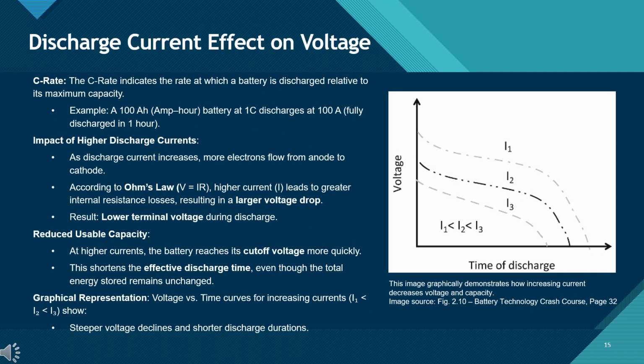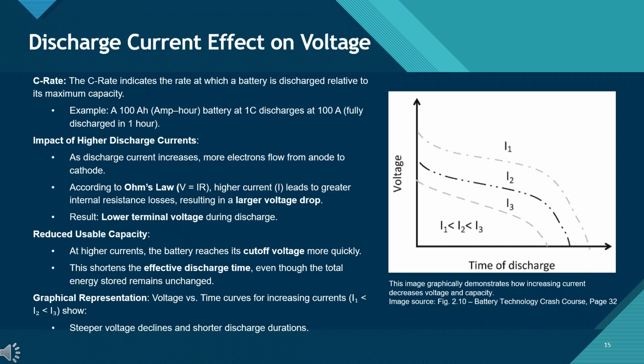Discharge current effect on voltage. When discussing how discharge current affects battery voltage, we often refer to the concept of C rate. The C rate represents the current required to fully discharge a battery in 1 hour. For example, if a battery has a capacity of 100 amp hours, then 1 C equals 100 amps.